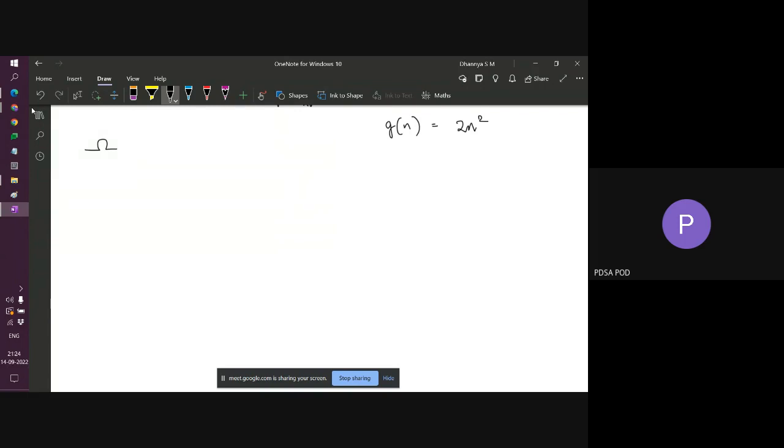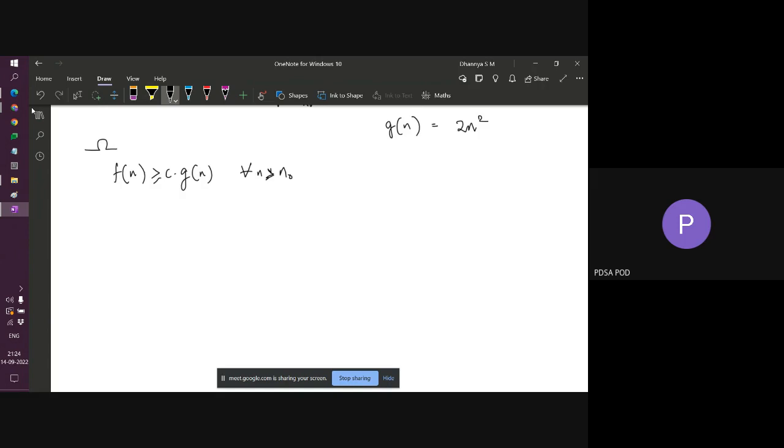Now we are looking at the big omega. Big omega is just the opposite of what we saw. So f of n is bigger than c into g of n for all n greater than or equal to n0. Okay, so this is the definition of the omega.